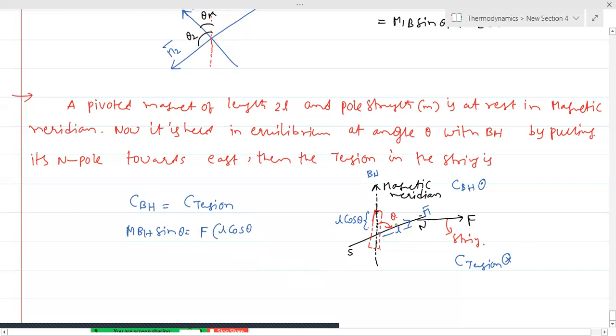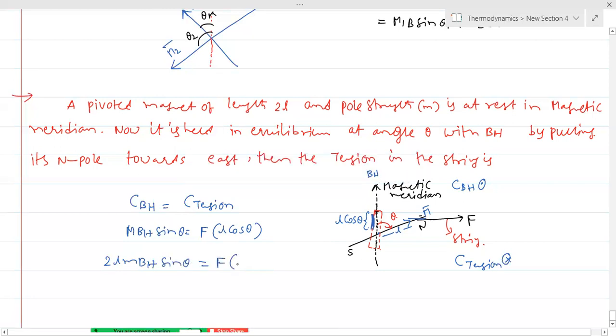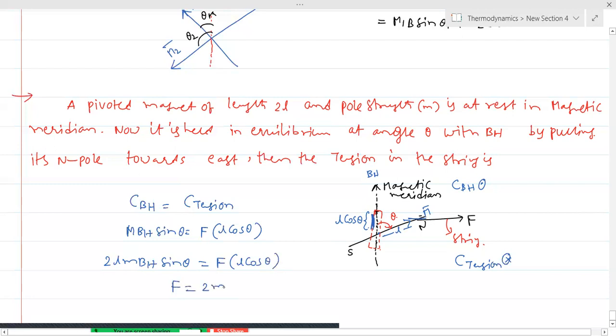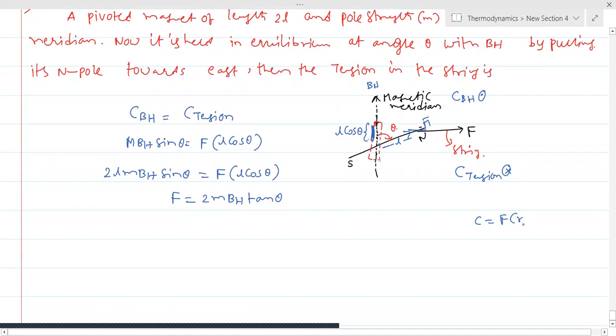Always we need to choose the perpendicular distance. This is the force, so this will be the perpendicular distance. In that way we can easily understand the cross product. M means 2Lm, so 2Lm BH into sin theta equals F into L cos theta. So finally we have F equal to 2m BH tan theta. Here, calculating the perpendicular distance is always a puzzle for the students.